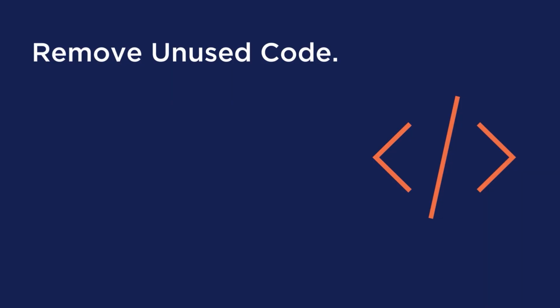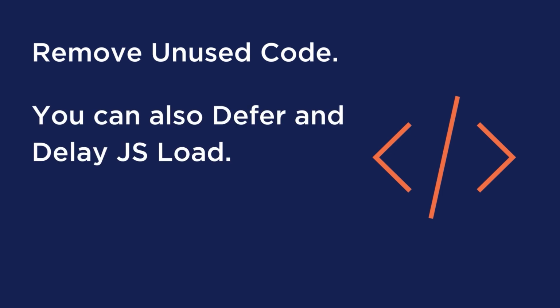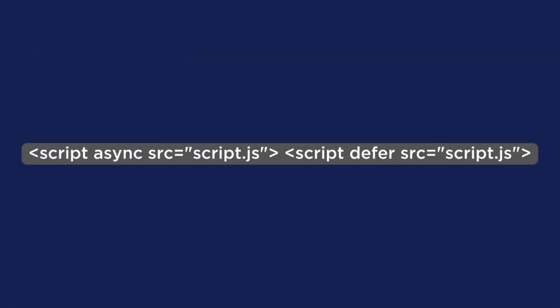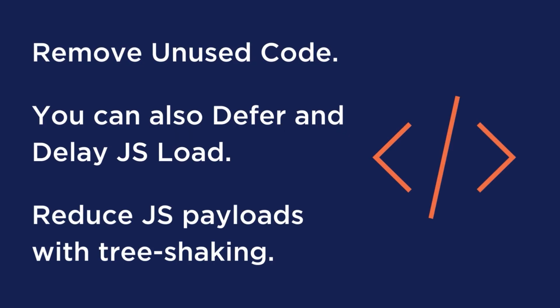Now, you can also remove unused code from your website. You can also defer and delay JavaScript load, keeping only the code that you need. You can use the async or defer attribute on scripts that affect performance. And you can reduce JavaScript payloads with tree shaking, a form of dead code elimination.